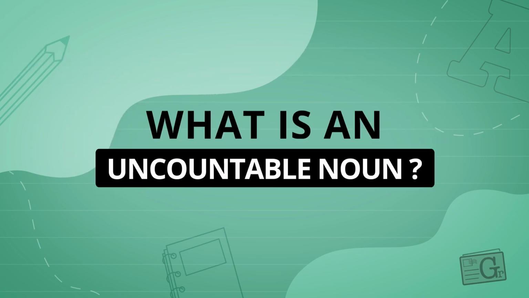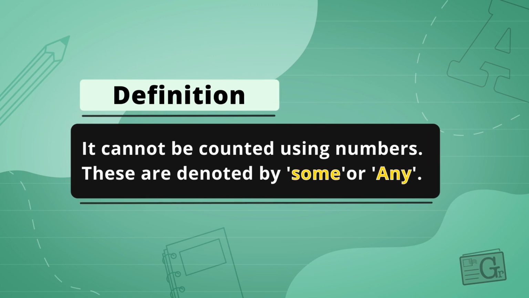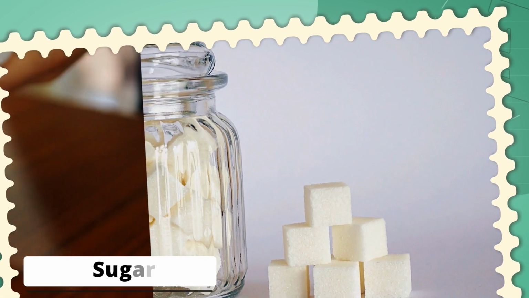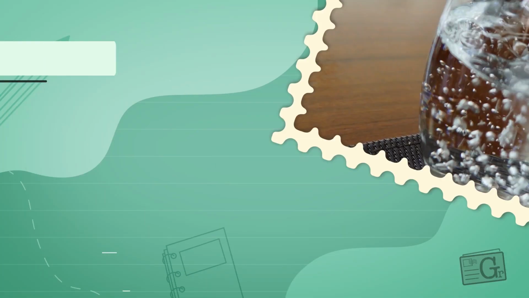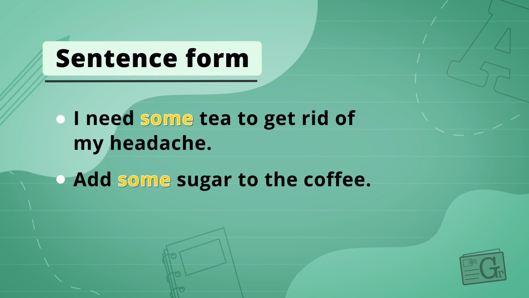Next, what is an uncountable noun? It cannot be counted using numbers. These are denoted by some or any. For example, tea, sugar, water, etc. Putting them in sentences, I need some tea to get rid of my headache. Add some sugar to the coffee.